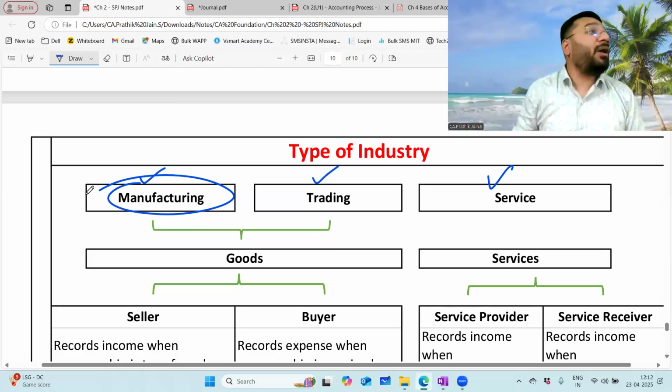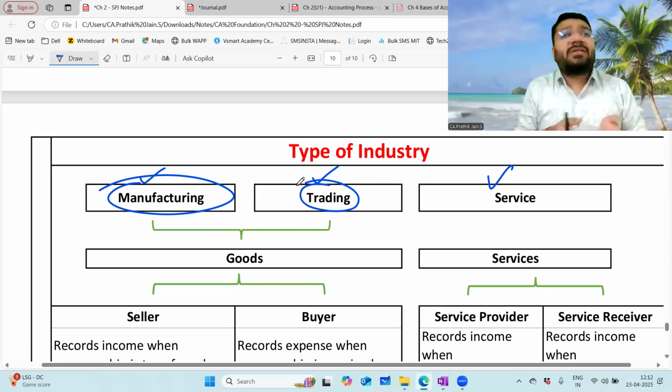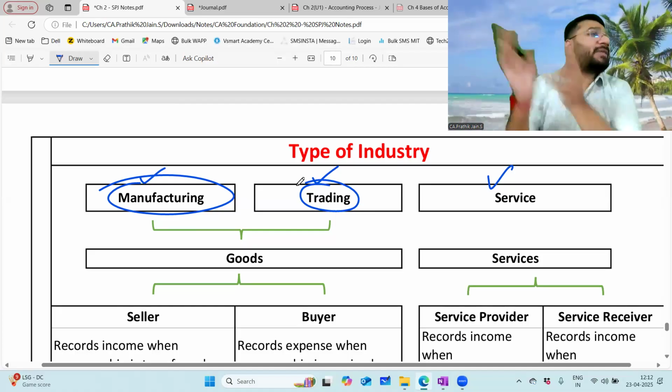This entire process is called as what? Manufacturing process. What is trading industry? Trading industry does nothing. Buy goods, sell goods as it is.